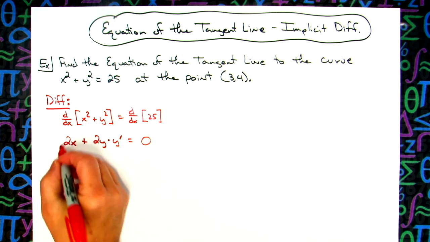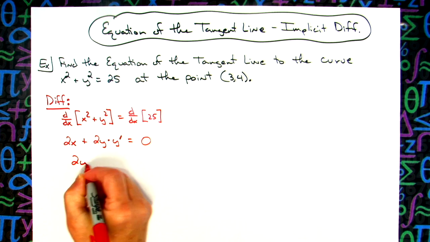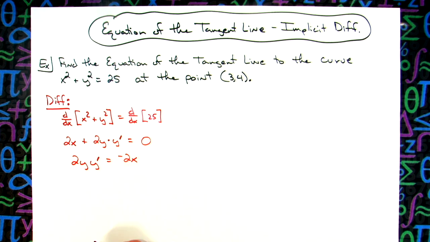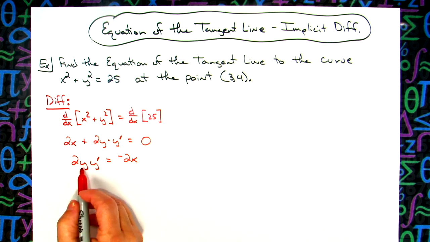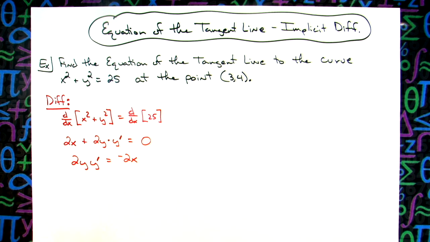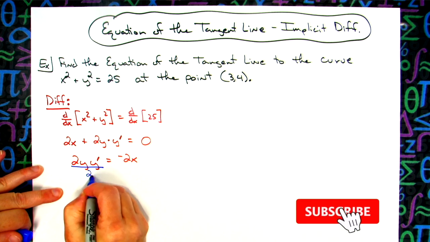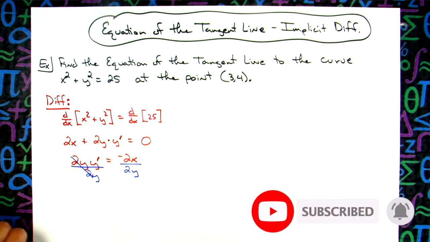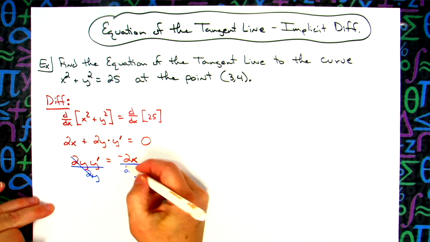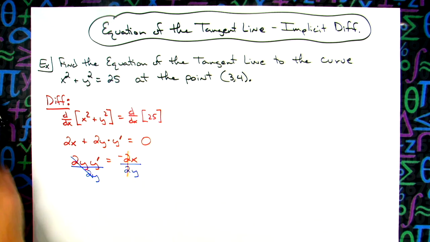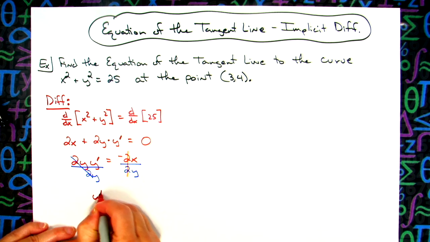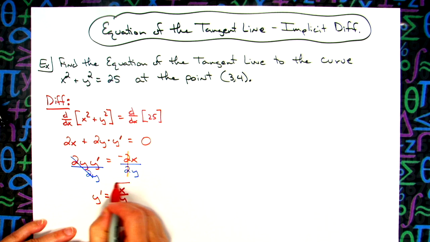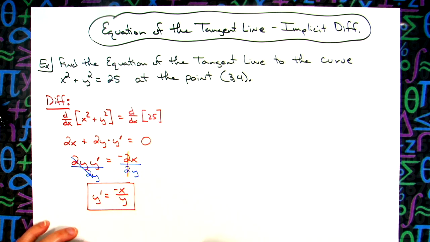I'm going to move this 2x to the other side of the equation, so 2y times y prime is equal to negative 2x. I'm going to divide both sides by that 2y, trying to solve for y prime. So I've got a 2y and a 2y, and that allows us to cross out the 2s. So we'll have our slope: y prime is equal to negative x over y.